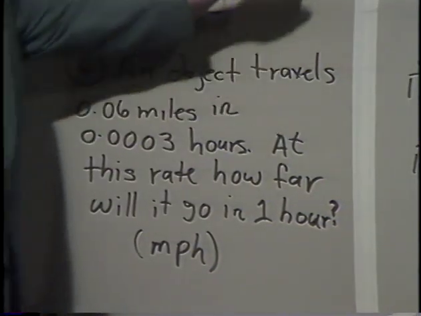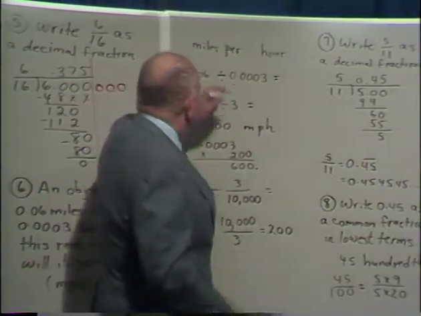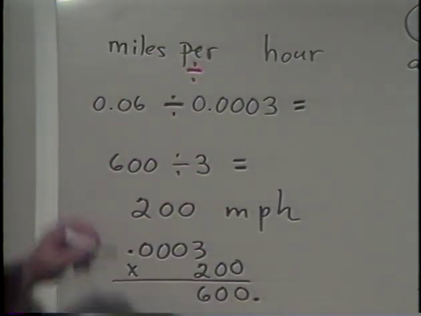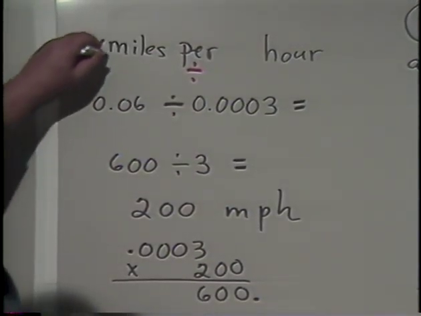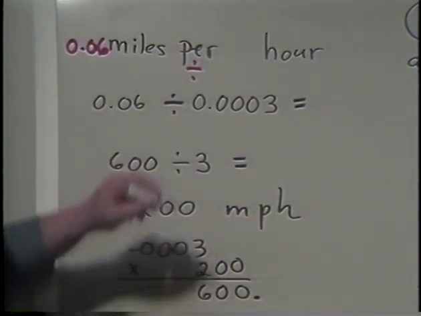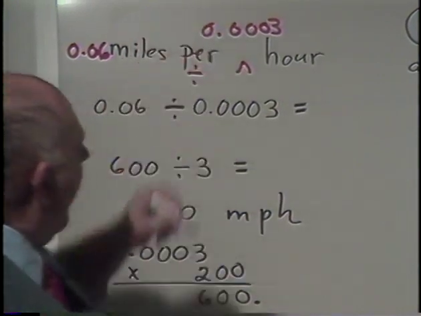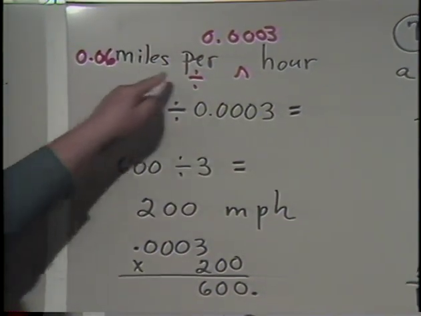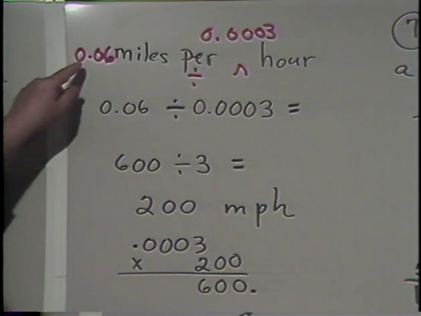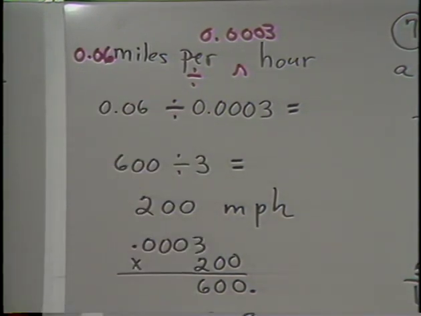Miles per hour still means what? Miles divided by hours. How many miles did the object go? 0.06. How many hours did it take? 0.0003. So how do we do this problem? The label is going to be miles per hour, and we're going to take 0.06 and divide that by 0.0003.